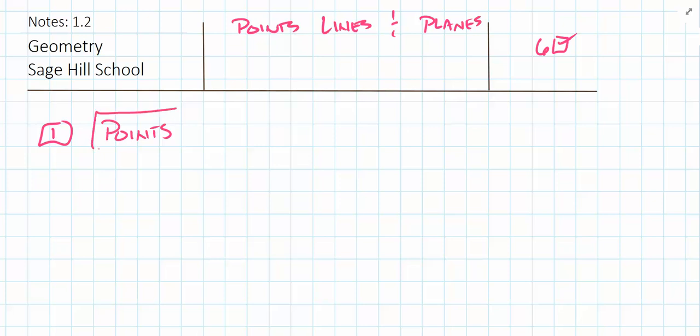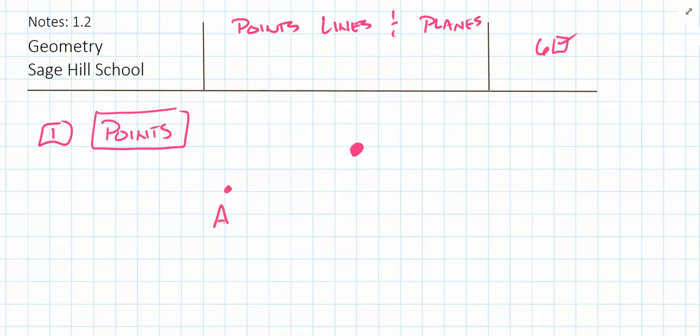What do you already know about a point? Anybody? I like a lot of interaction. Yes, sir. It's like a dot. Great. So is that a point right there? What about this? Is this also a point? What's the difference between those two points? One's bigger, one's fatter. Does it matter? No, doesn't matter at all, right? So this is a point.